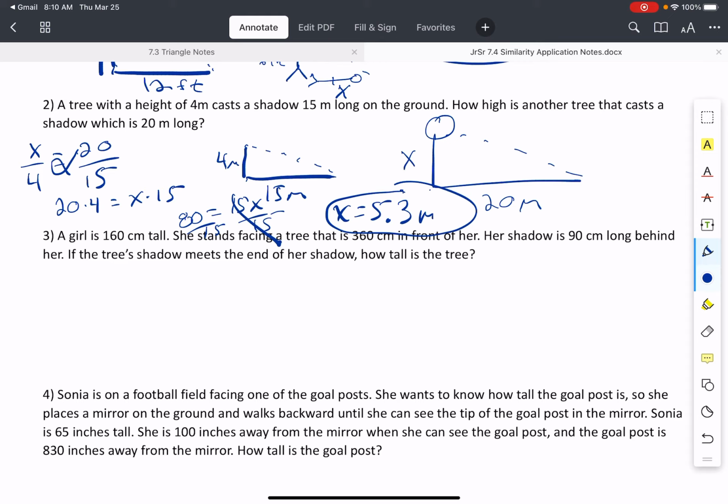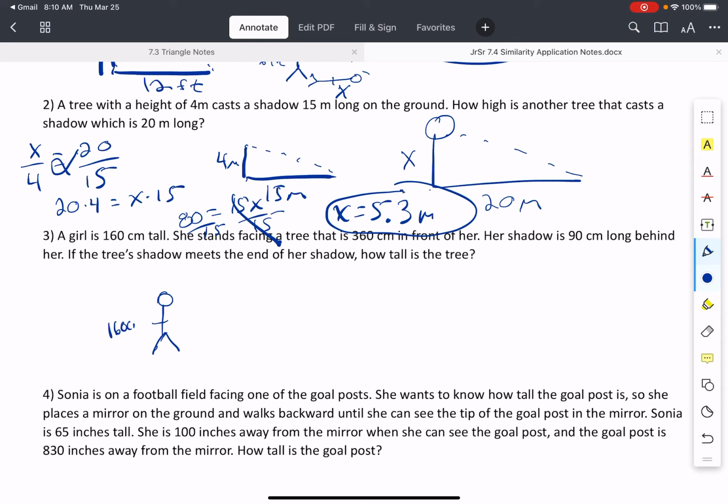Okay, a girl is 160 centimeters tall. She stands facing a tree. Okay, so here's the girl. We're gonna read it a little slower. Let that be a lesson to you. Miss Summers has to read it slower, and we all do, okay? I'm so glad you said something.